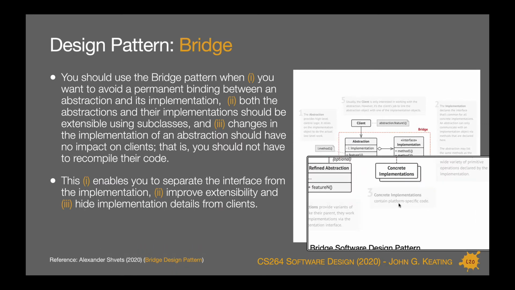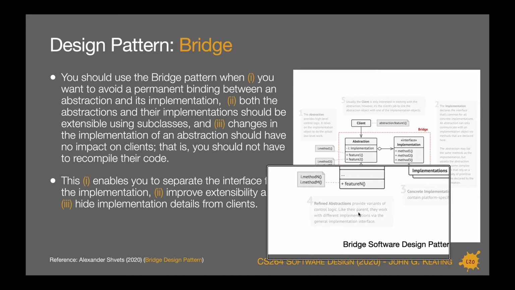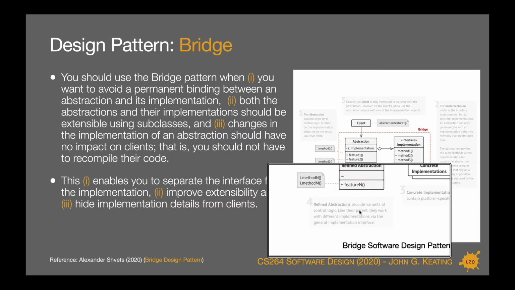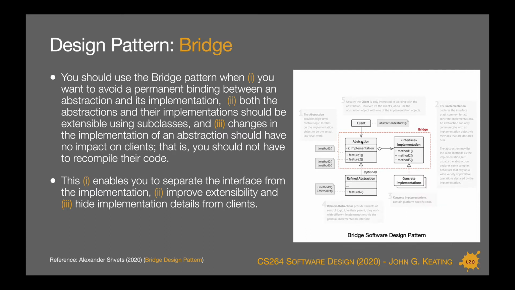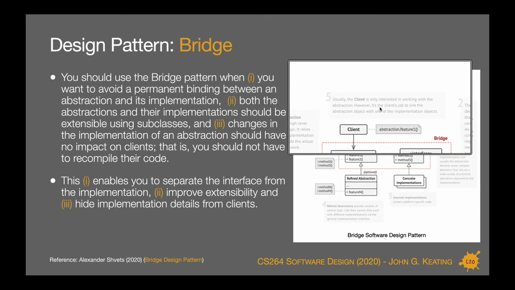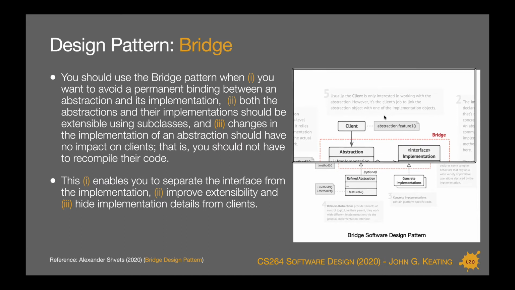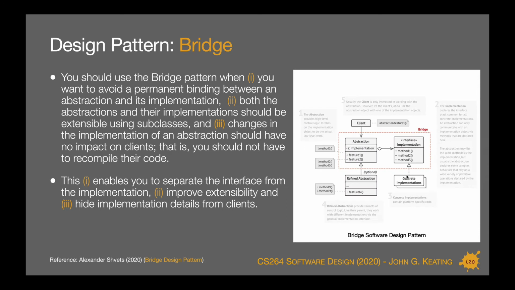Here are the concrete implementations. They contain all the platform-specific code, or the very specific things you want to do. The refined abstractions, so classes basically, provide variants of the control logic, like the parent. They work with different implementations via the general implementation interface, and then usually the client is the only one interested in working with the abstraction. The client's job is to link the abstraction object with one of the implementation objects. One of these with one of these.